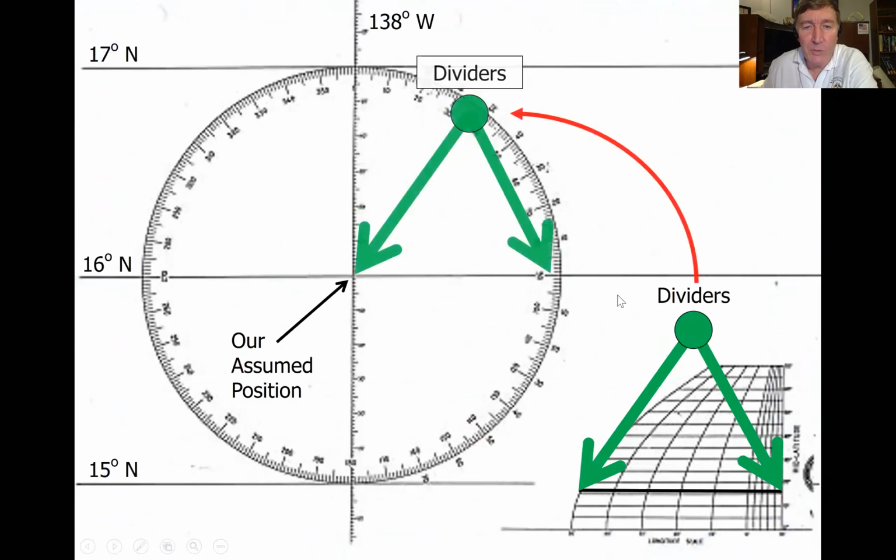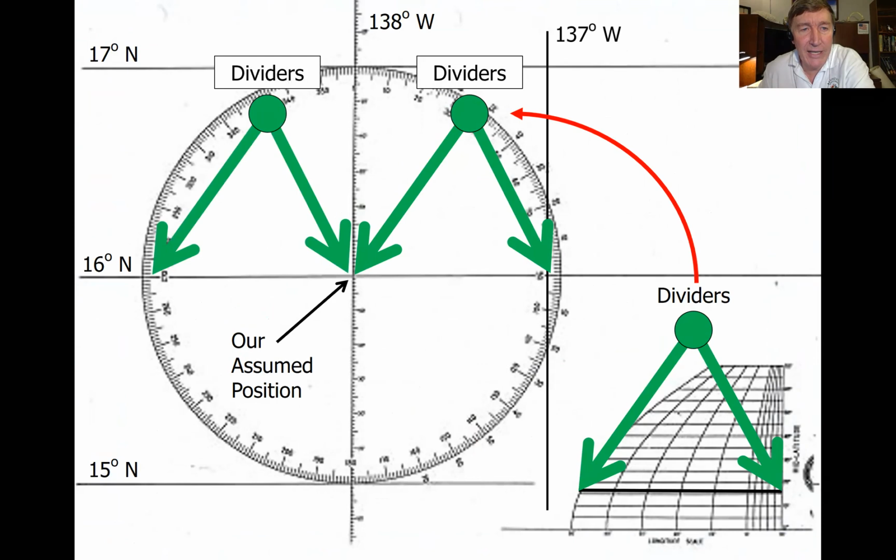So what we do next is we bring the dividers up and mark off over on the right. That tells us where to put the vertical line that corresponds to 137 degrees west, because remember, our estimated position is 138. Then we do the same thing on the left side, and that tells us where to put the vertical line that corresponds to 139 degrees west.